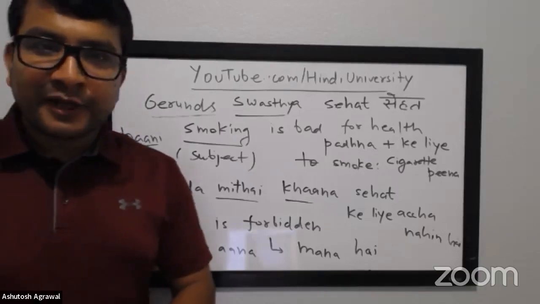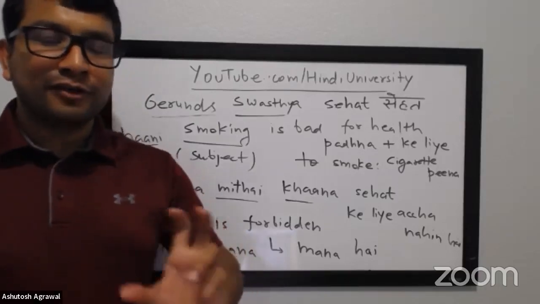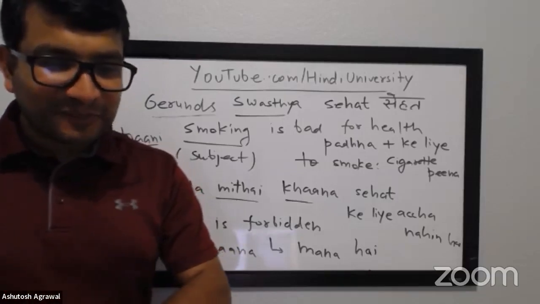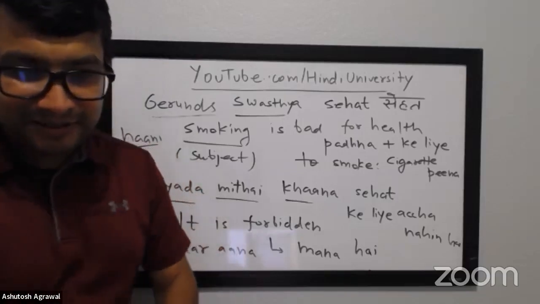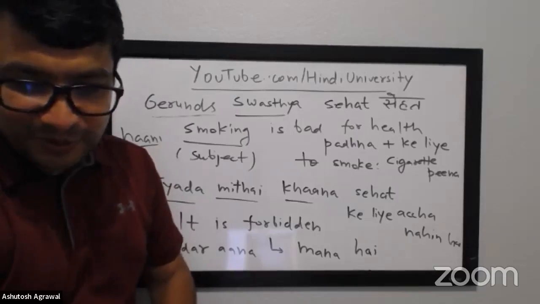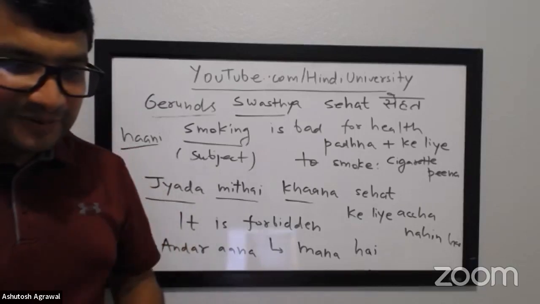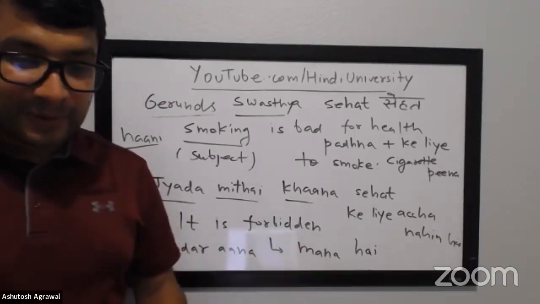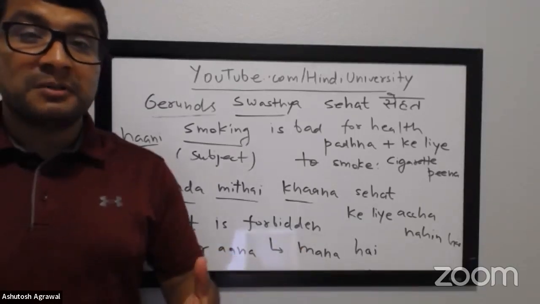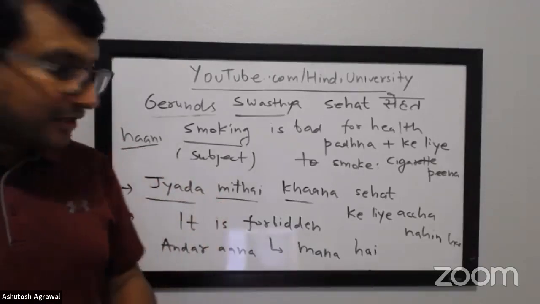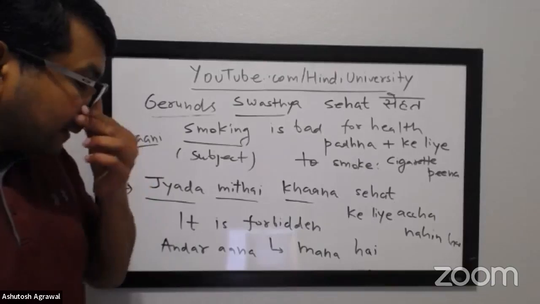You probably have seen it in a lot of places in India on the roads, they'll say spitting is forbidden, because a lot of people eat the pan and then they spit, right? So to spit is thukna. So it's like thukna mana hai, or yahan thukna mana hai. That is not a verb, it's a gerund there.